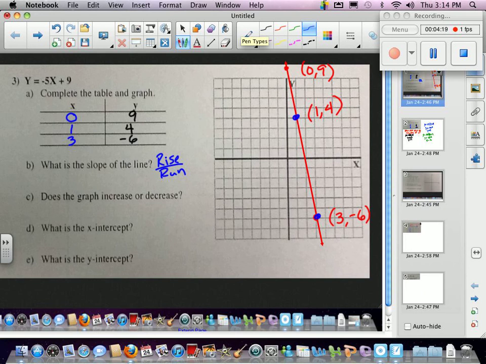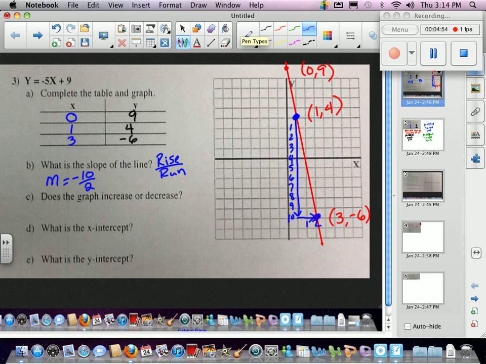Well, when we start from the top point, we're always going to start from the leftmost point, which in this case is our 1, 4. We're going to go down, and then we're going to go over. The question is, how many spaces do we move down? How many spaces do we move over? In this case, we went down 1, 2, 3, 4, 5, 6, 7, 8, 9, 10. We went over 1, 2. Since we went down, our slope is negative. And since we went to the right, it's positive 2.